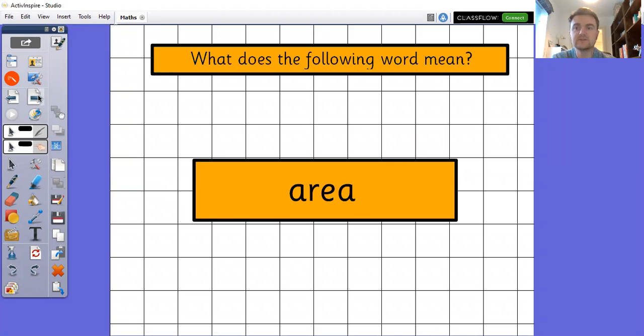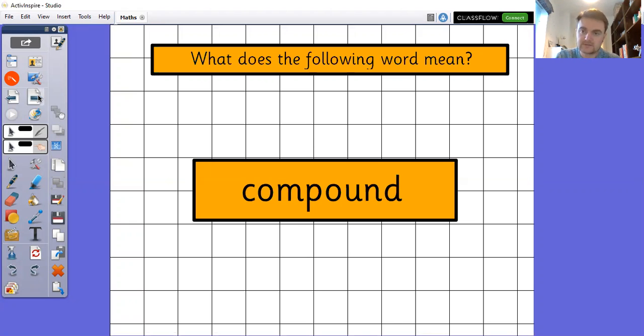So have a think to yourself. We've done this quite a lot now, but what does the word area mean? So pause your videos, have a think to yourself, write it down if you'd like to. What does the area mean? So when we're calculating the area of something, we are working out the space inside a shape. We talked about how perimeter was the distance around a shape. Area is the space that is inside a shape.